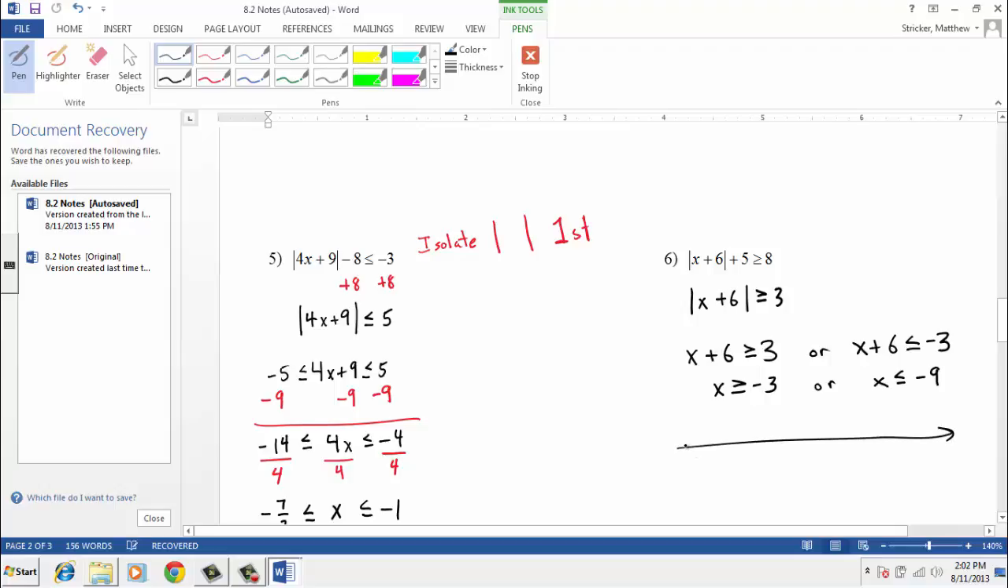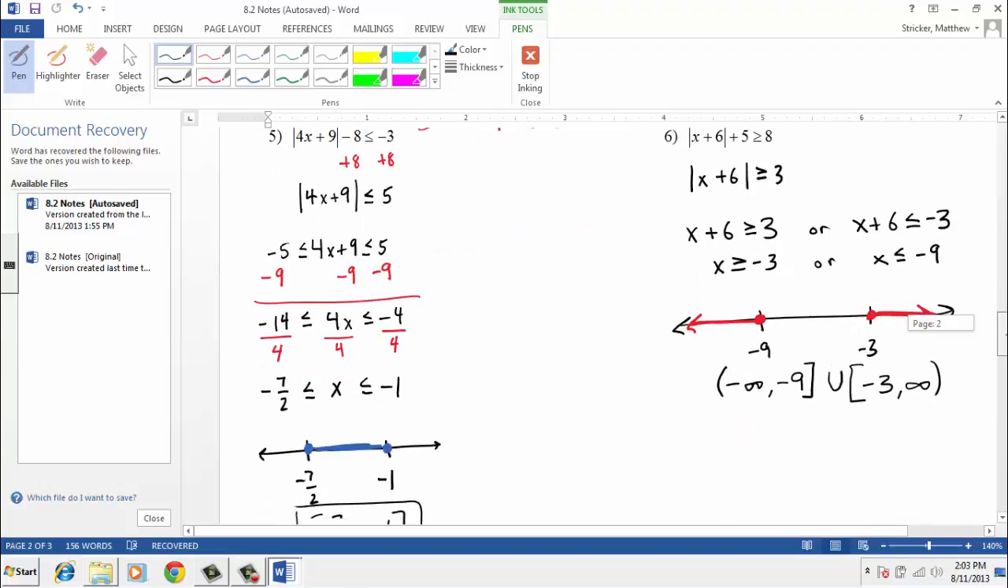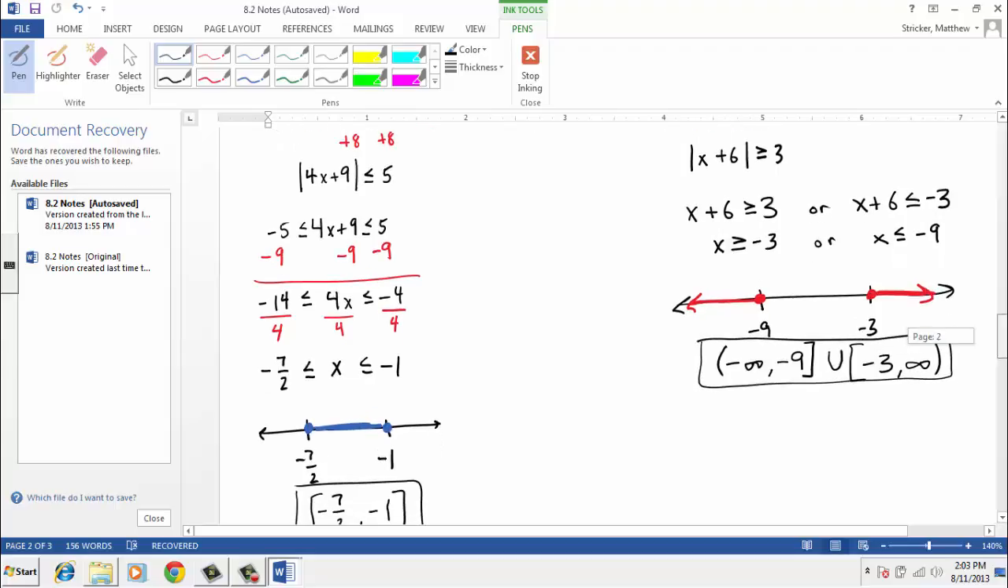We could put both of these on the same number line. We have negative 9 and negative 3, and that would mean everything less than or equal to, closed circle, negative 9, or greater than or equal to, closed circle, negative 3, or our solution set is negative infinity to negative 9, bracket, union, negative 3 to infinity. I hope that makes sense.